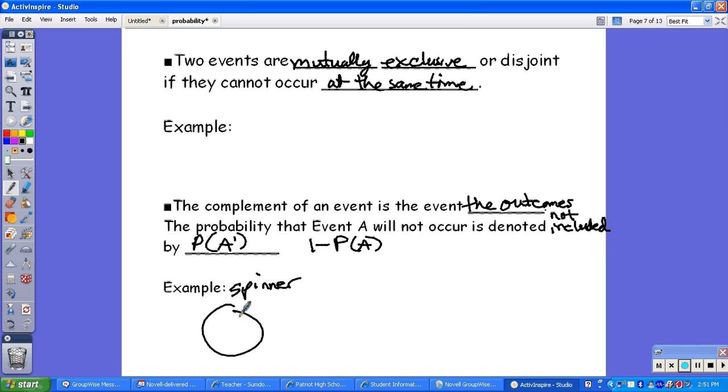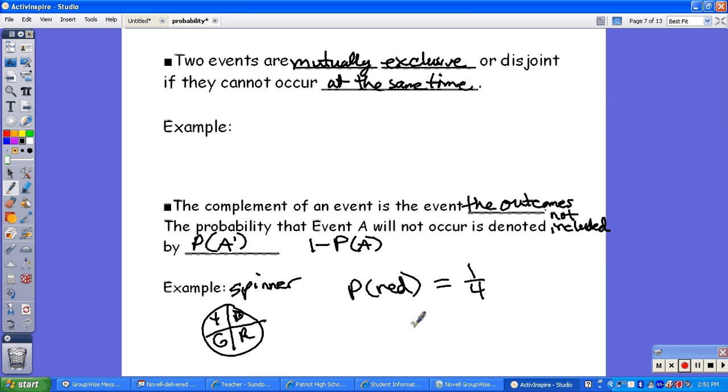So an example here that I came up with is an example of a spinner. Okay, and so just sketching a little spinner and just going to make it into 4 pieces. And so I have yellow, blue, red, and green. All right, and so if I were to ask you what is the probability of getting a red, you would probably see that that's 1 out of 4.